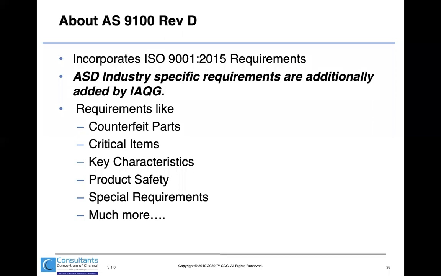There are some unique requirements they have added in the standard. I'll start with some of the key terms and definitions used in 9100, which are pretty new in other industries. This is unique to AS 9100. The very first requirements are counterfeit part, critical item, key characteristics, product safety, and special requirement. The aerospace industry has its own definition for these terms. I'll go one by one.